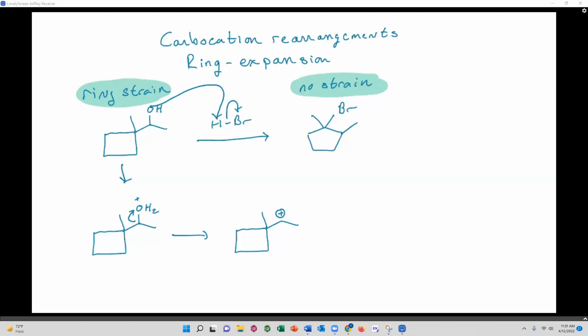Now, again, how do you know when to do this and when not to do this? Well, on the exam, it will say, propose a mechanism going from here to here. So I'm going to tell you, hey, you started with this and this is what you made. So you'll know it's a ring expansion because obviously I went from a 4-membered ring to a 5-membered ring.